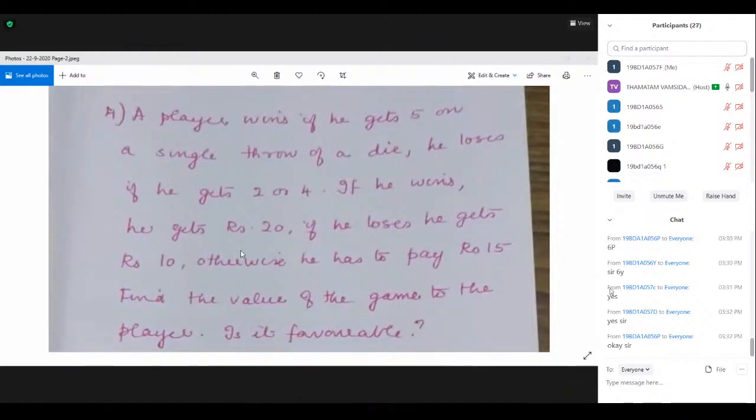In this question also, first you have to construct the probability distribution table and find the mean. If the mean is positive, the game is favorable to the player. Okay, first note down that question and try to solve. One more question is there. Total 5 questions. All of you try to solve these 5 questions and submit it by tomorrow.